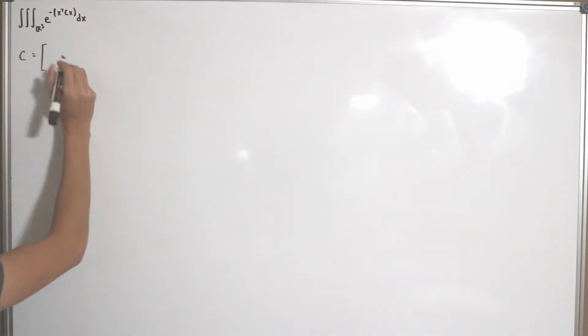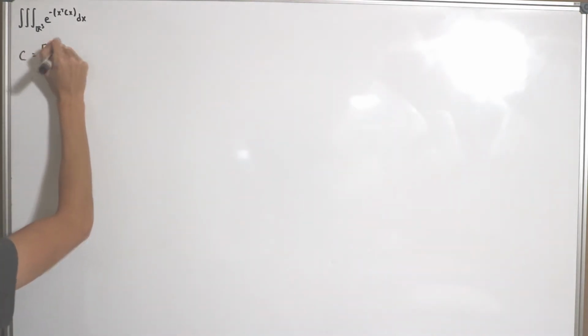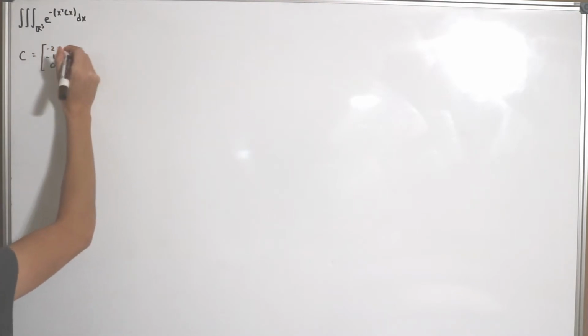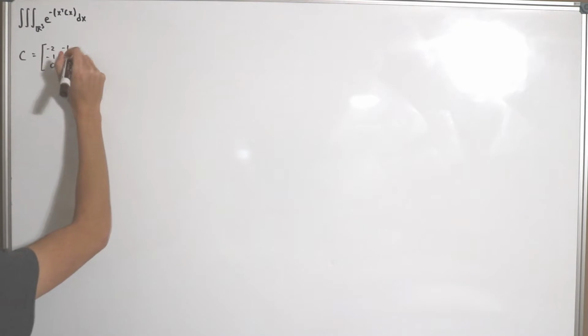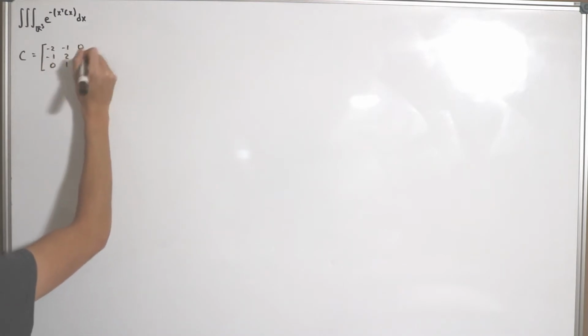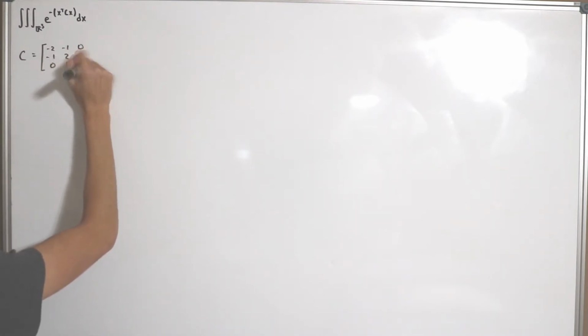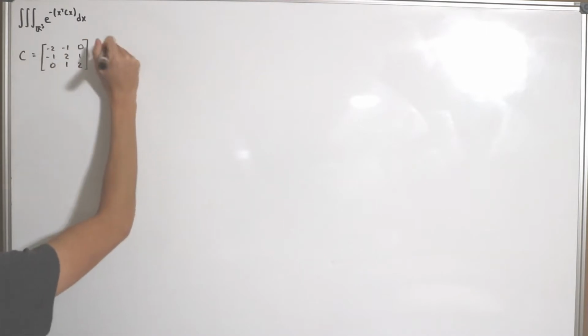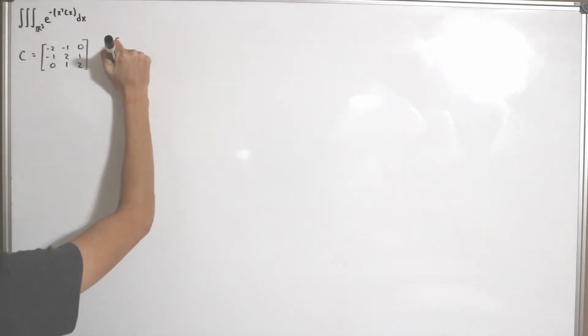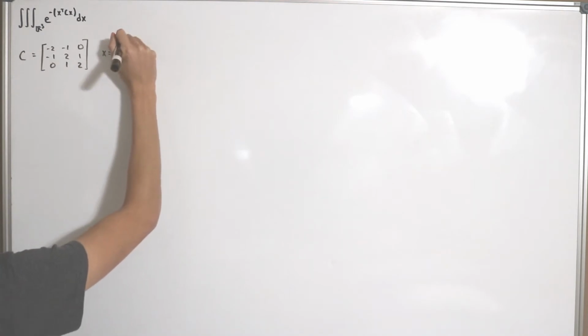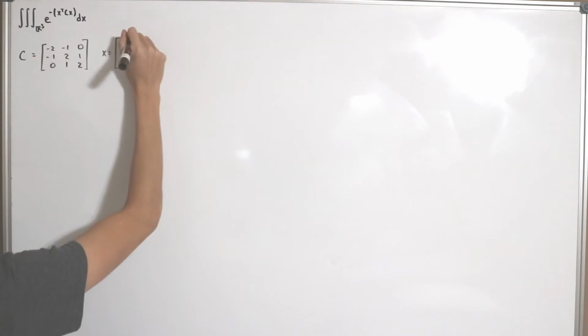So we have our entries -2, -1, 0, -1, 2, 1, and then 0, 1, and 2. And then we have that x is equal to the components of the vector, x1, x2, and then x3.